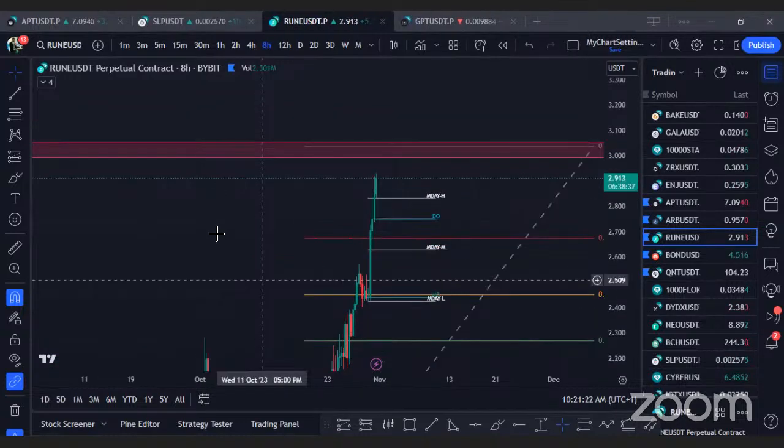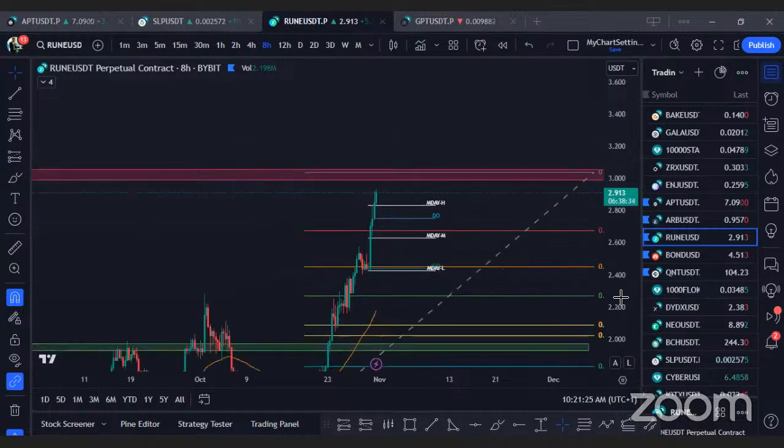If you are not in a long trade already, we just have to wait for a pullback before we actually do anything here, guys. Okay? We wait for a pullback before we do anything on this token.